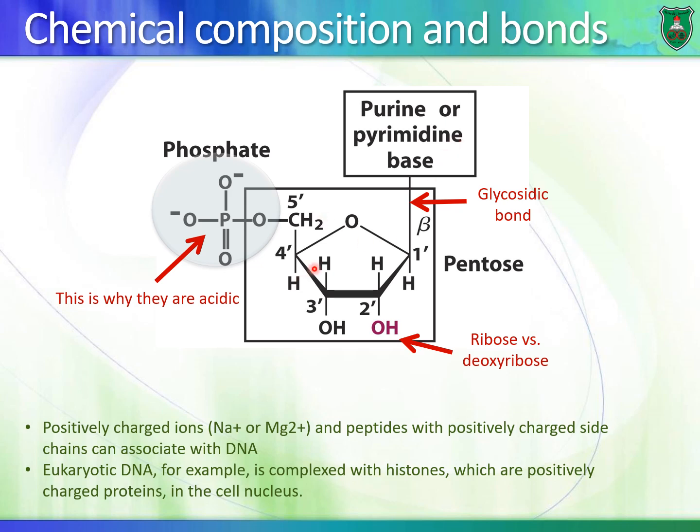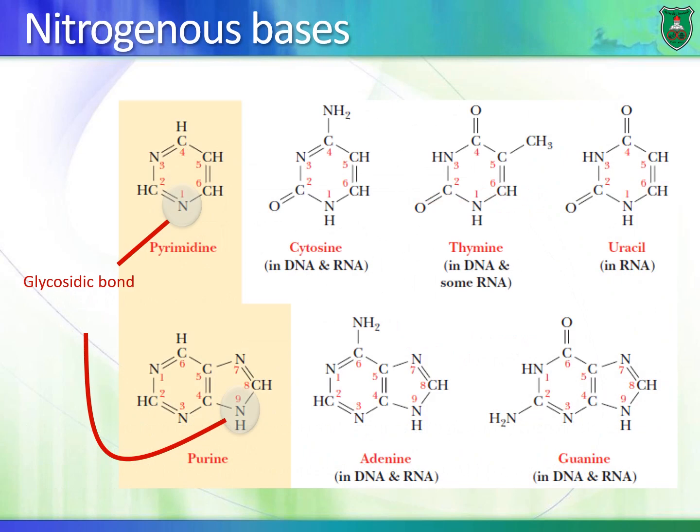Now pay attention to this one right here and this one right there. This is the 3' carbon and this is the 5' carbon. So pay attention to that because we're going to get back to it. So these are the nitrogenous bases. In fact, there are two types. There is a type known as a pyrimidine, and there's another type known as a purine.